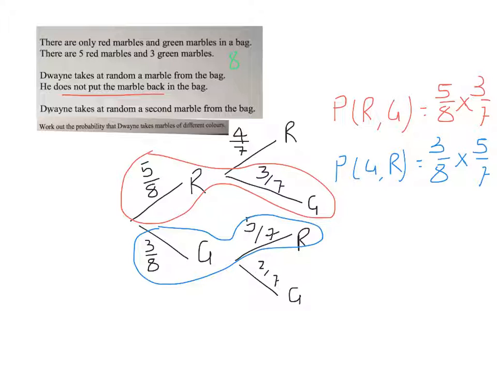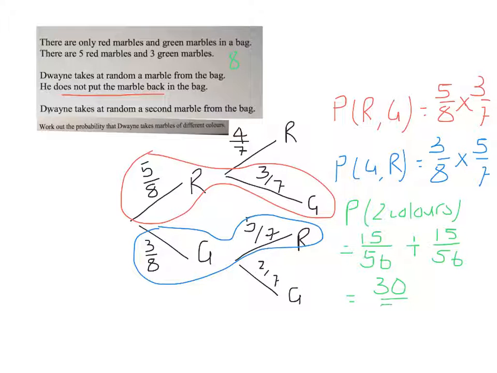So then if we look at the final probability, the probability of it being 2 different colors, is going to be what I've written in red. That's going to be 15 over 56, and this is going to be also 15 over 56. So my final probability is 30/56, and then I just need to simplify it.